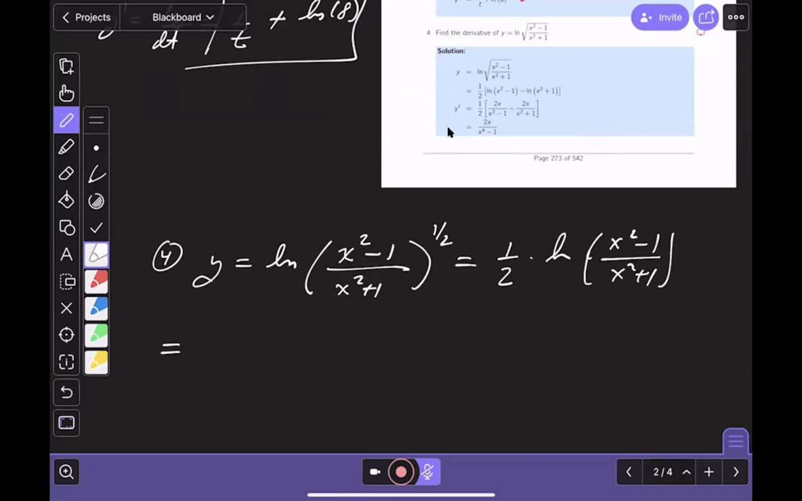I'm going to keep moving forward. And again, this is not the derivative. This is just me simplifying it. We get 1/2 ln, and that's a quotient. So the quotient can be rewritten as a difference.